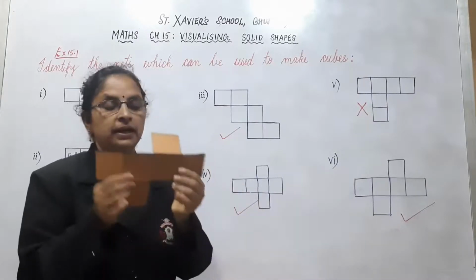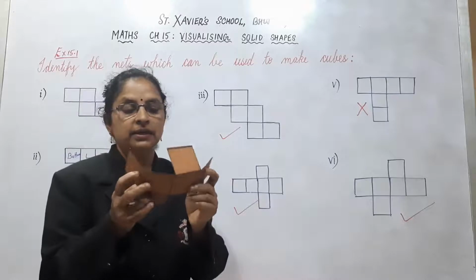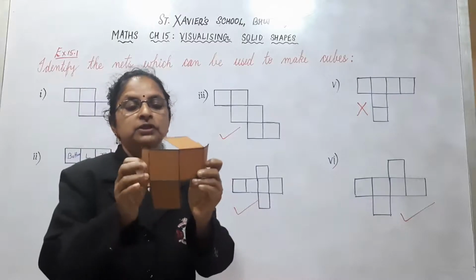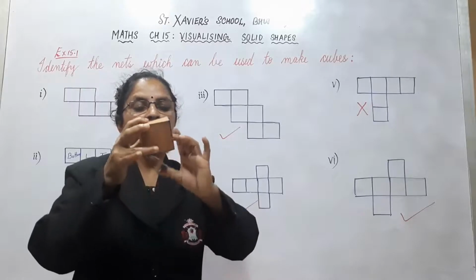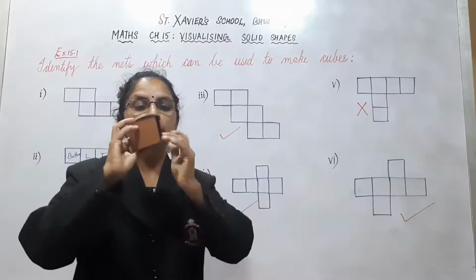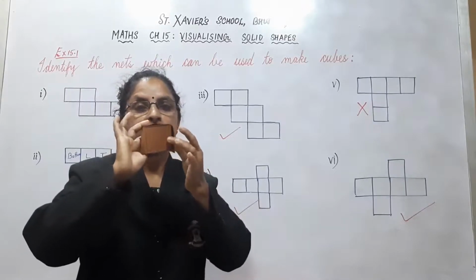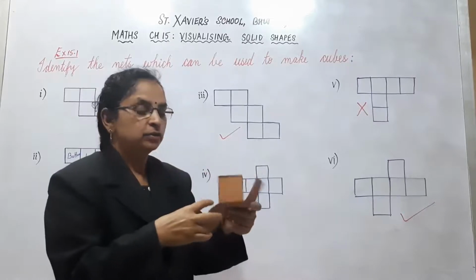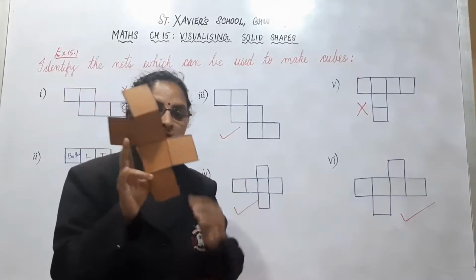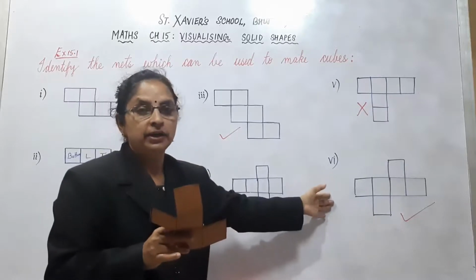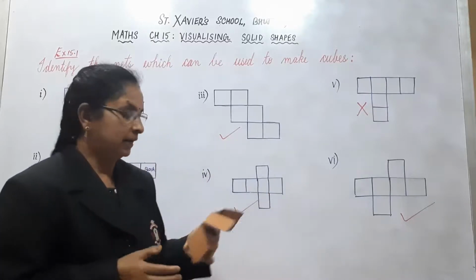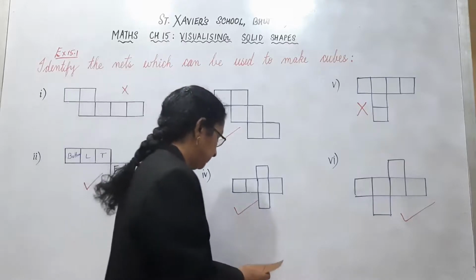And this is the last one. This is a proper one. For this, all 4 sides we can fold nicely, and one will be on top, one will be down. So we get a proper cube. So you can make such cutouts, children. Such nets you can make and try. You will enjoy doing it, and you will understand it in a better way.